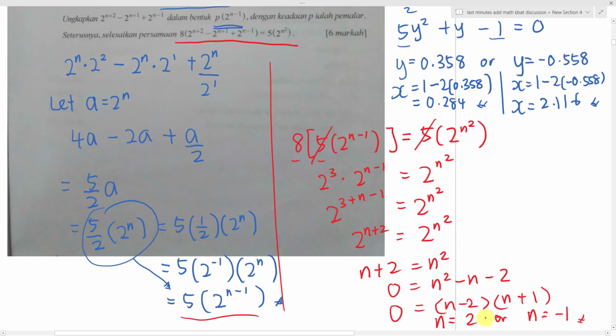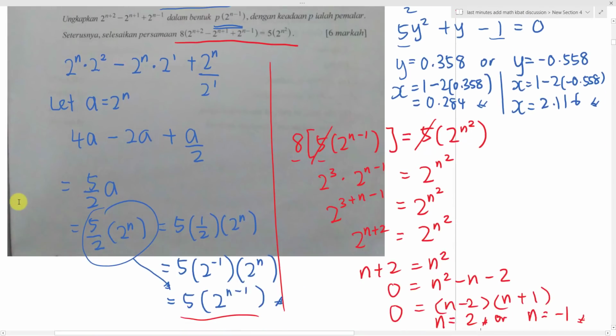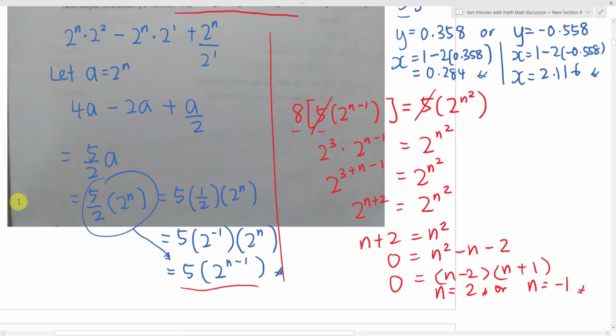Alright, when I get two answers, I want to double check. Does the question say about a positive value of n, or can they just ask us to solve it to find n? In this case, maybe I will leave both as my answer, because this question doesn't say they want a positive n or what. So I will just leave my answer like 2 and negative 1.